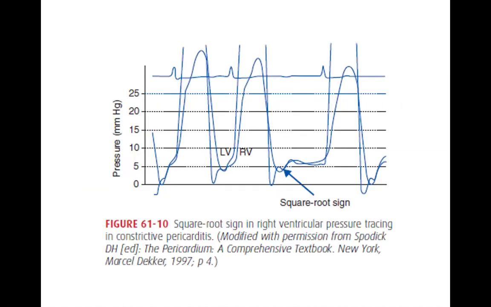This is also a graph taken from Cohn or from Lawrence. So as your friend commented about the RV filling, you can see here the difference between the tracing of the LV and RV.